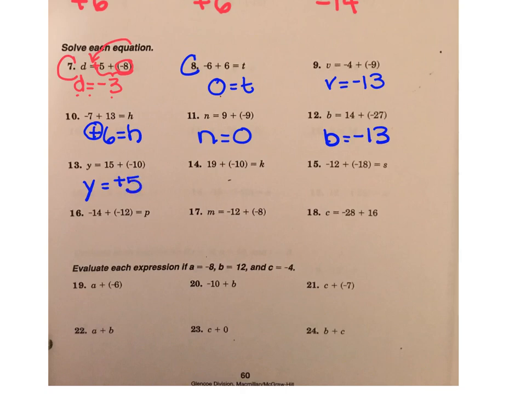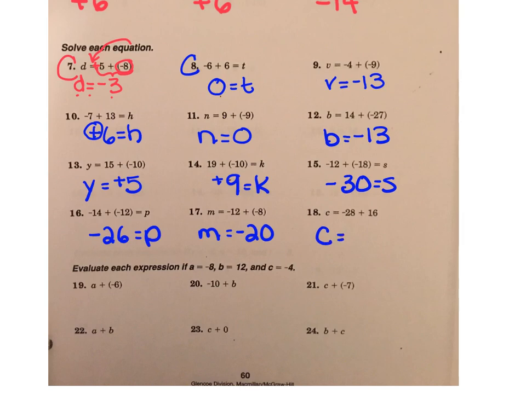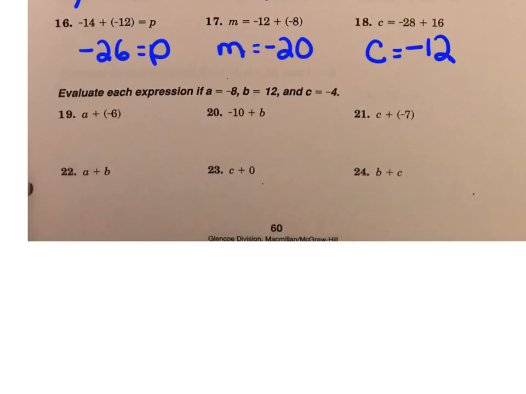Number 14, +9 equals K. Number 15, -30 equals S. Number 16, -26 equals P. Number 17, M equals -20. And number 18, C equals -12. Let's move on to the last section.